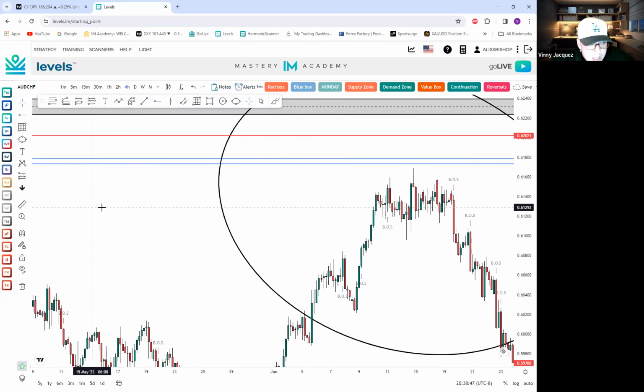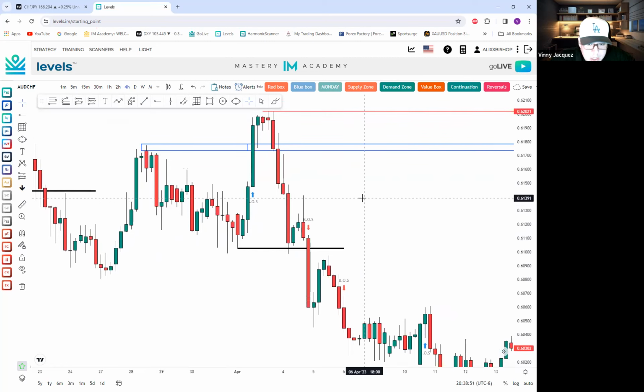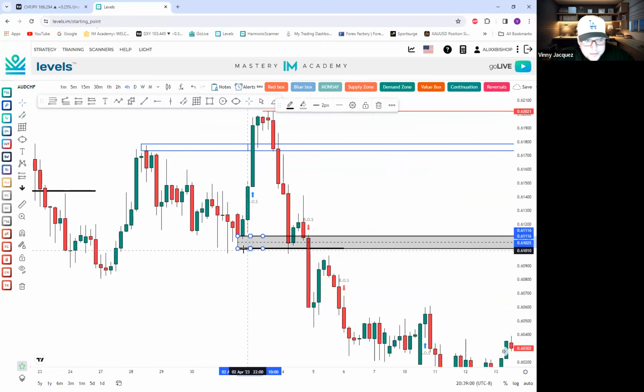For the starting point violation, okay, let's go back. When you say wick to body for a starting point violation, it sounds like you're saying like this. Is that what you mean?